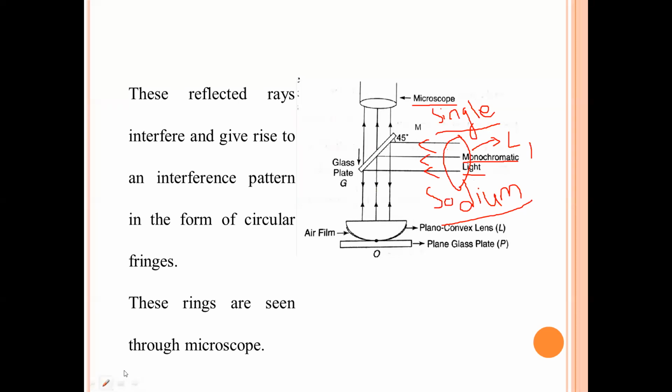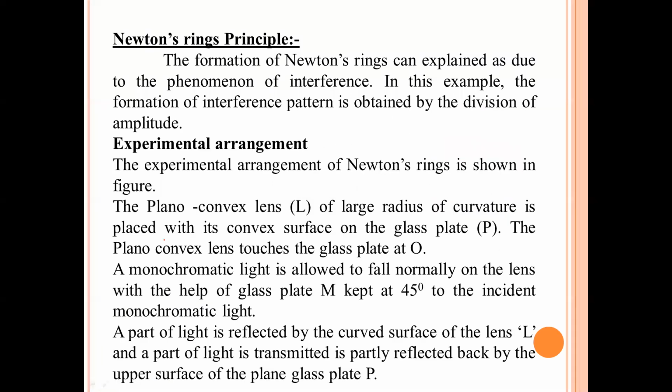Once again, I repeat. A plano-convex lens L having a large radius of curvature is placed on a glass plate P. This is the plano-convex lens. Now this is the glass plate. Here this is called point O. That means at the point O, the plano-convex lens touches the glass plate. Okay.